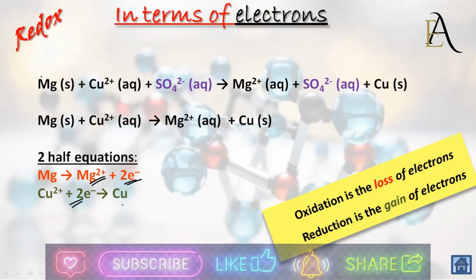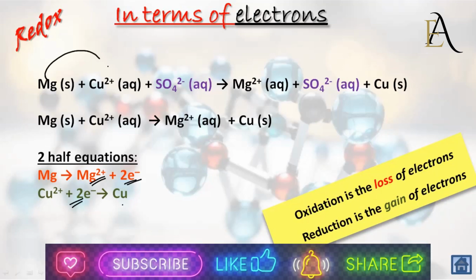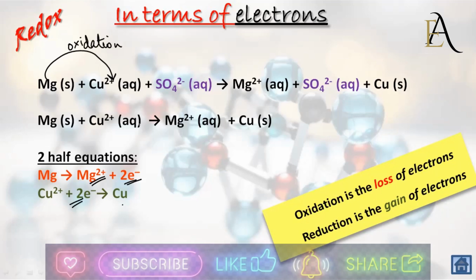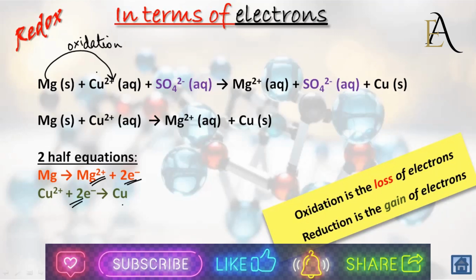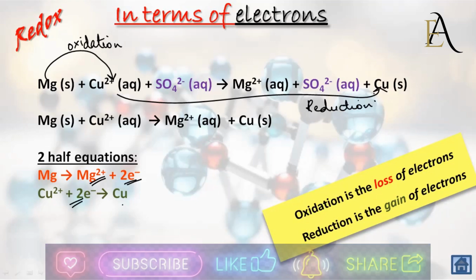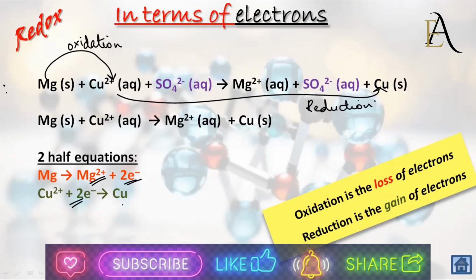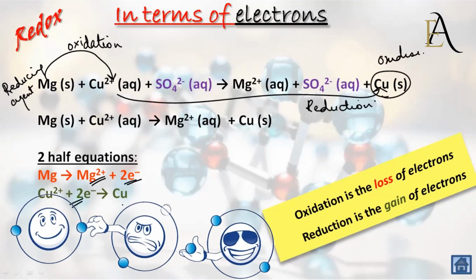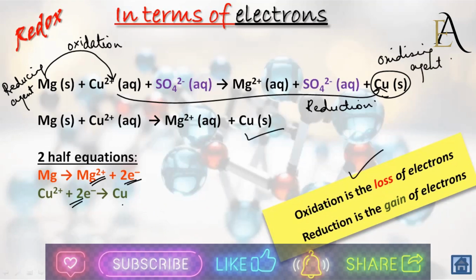So here we have two equations. Magnesium is losing electrons to copper in copper sulfate, so this is oxidation, while copper is receiving electrons to become an atom. This is reduction. So magnesium became a reducing agent since it is helping in reduction, while copper became an oxidizing agent. Oxidation is the loss of electrons, reduction is the gain of electrons.